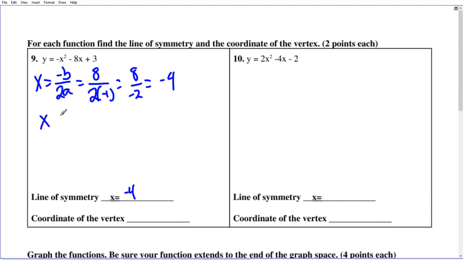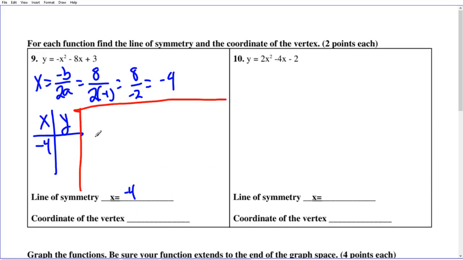Vertex. I don't need a whole xy table, but I need to find the y value of the vertex. I want to really erase this work because I need space to work, but I don't want to erase it because I want you to show your work, just like I want to show my work. So I'm just going to do the work down here. If I plug in negative 4 here, negative 4 squared minus 8 times negative 4 plus 3. So negative 4 squared is 16. Then you put the negative out front. So now it's a negative 16 here. Negative 8 times negative 4 is a positive 32 plus 3.